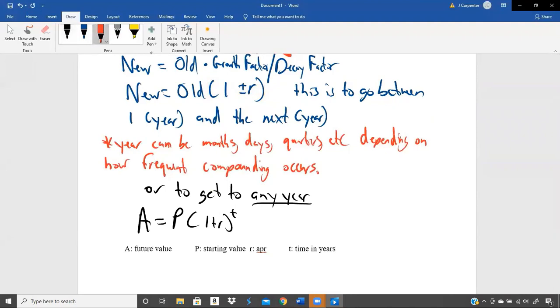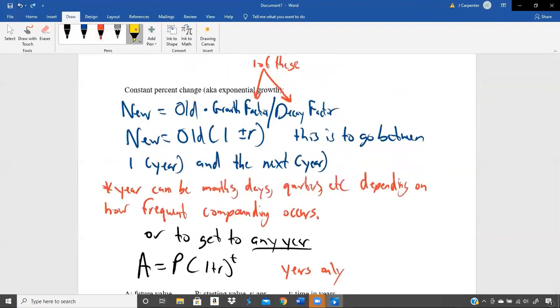So please understand this is years only, when we're compounding annually. If you see a problem that says we're compounding monthly, this formula's out. If you see a problem that says we're compounding daily, this formula's out. If you see a problem that says we're compounding twice a year, twice isn't once, that formula would be out. We'll see that next class.